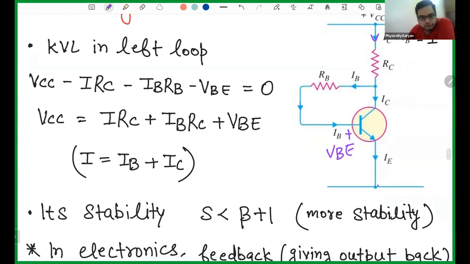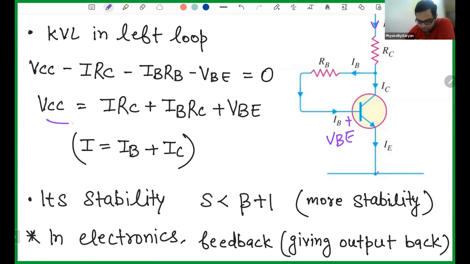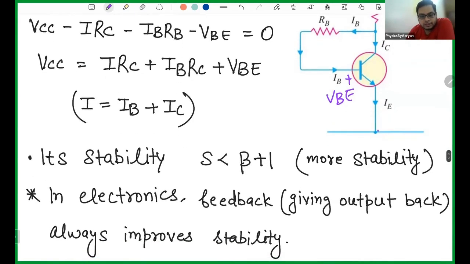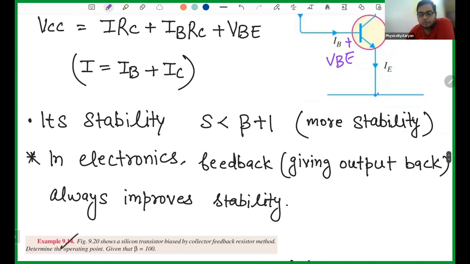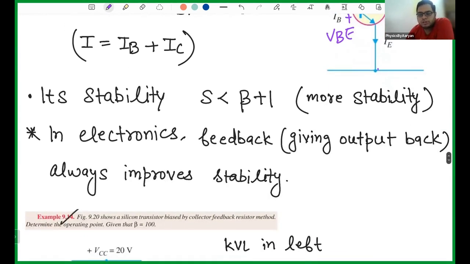Now I can bring all of the terms to one side, so your VCC comes out to be this. Now this I is nothing but IB plus IC. The stability factor of this is lesser than beta plus 1. For the first method it was beta plus 1, but for this the stability factor will be lesser than beta plus 1, so it is a little bit more stable. Less the stability factor, more is the stability. So your S is less than beta plus 1, which means your stability has increased. Your stability factor has reduced, but stability is increased. Okay, good.